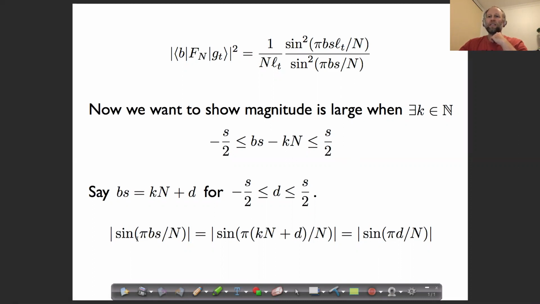That's sine of pi b s over n, and we plug in our expression for b times s. So that's sine of pi times quantity k n plus d, divided by n. But now this additive pi times kn term is not going to matter for the magnitude of the sine function, right? So this is just going to be equal to the sine of pi d over n.